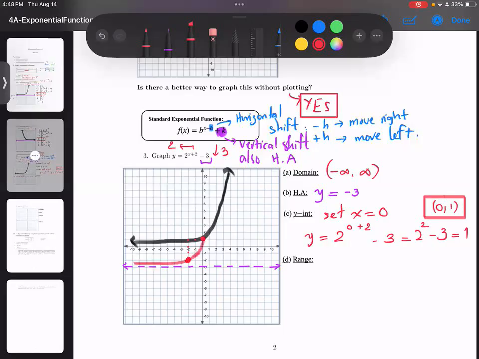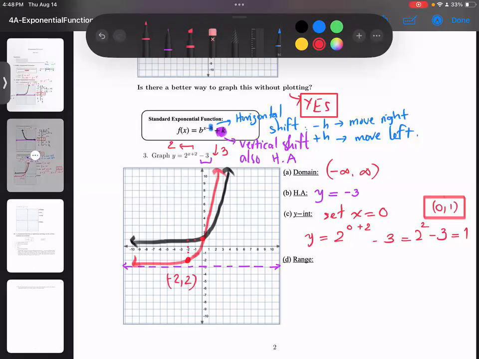Make sure you don't cross the purple line. The y-intercept is 0, 1, so make sure you cross that. So the new point will be -2, -2. Okay. And that's how I want you to present your graph.